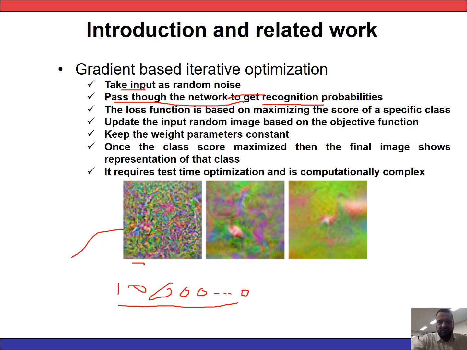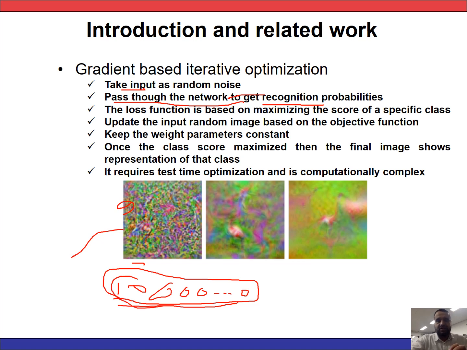So they want to maximize this recognition probability for the first class based on this input noise image. First they give this noise as input, generate a label, and then they use the back propagation algorithm. The weights are fixed, but they change the value of this input image based on the cost function which is provided here.